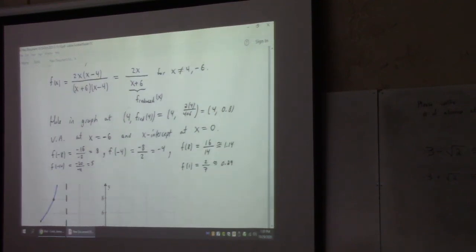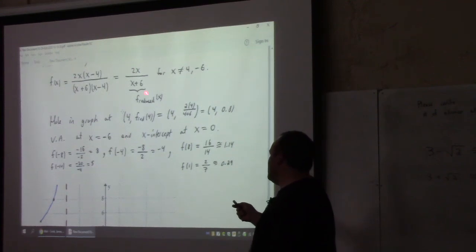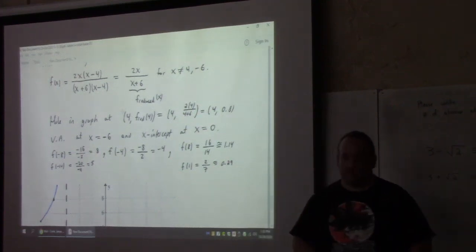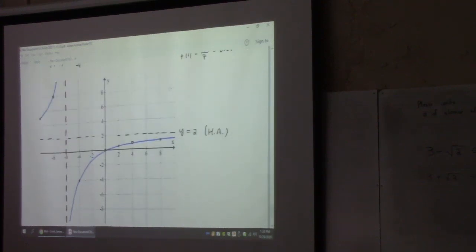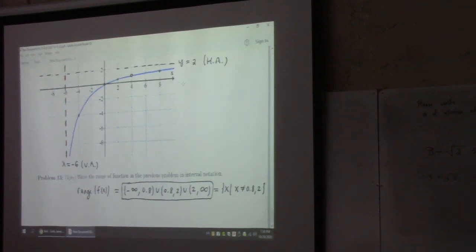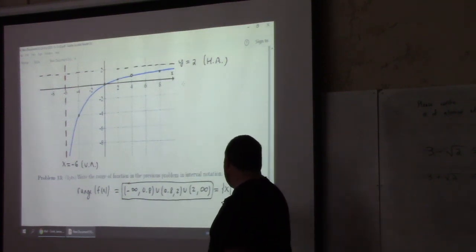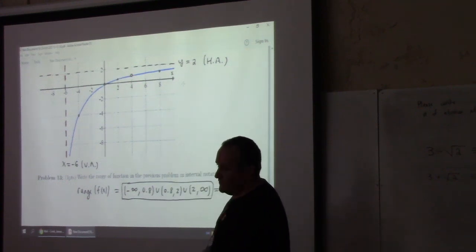If you look at your erase marks, we have a vertical asymptote at minus 6, an x-intercept at 0, and here are some other values that I used just to make sure my graph was on point. Here it is. Something like that. Now, once you've made that graph, the next question you can answer: what's the range? The range is all y such that y does not equal 0.8 and 2, because we missed the hole and we missed the horizontal asymptote. Those are the two values we miss.